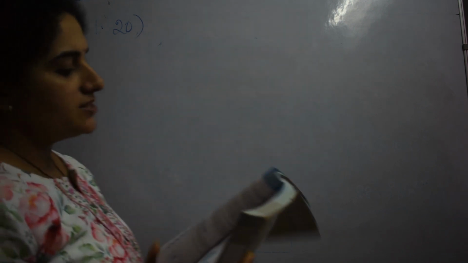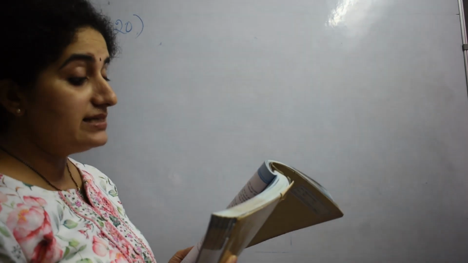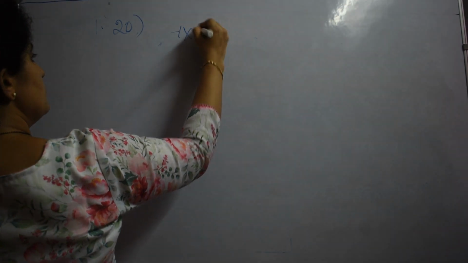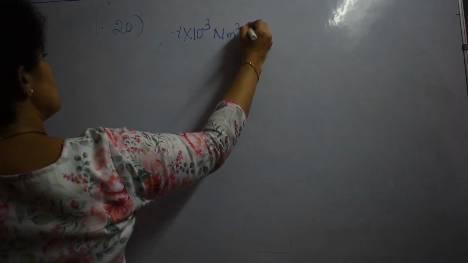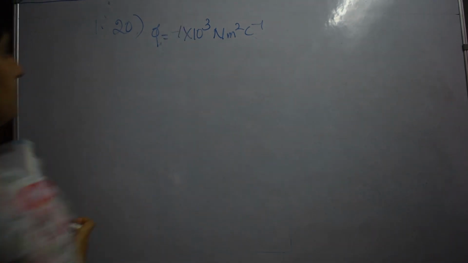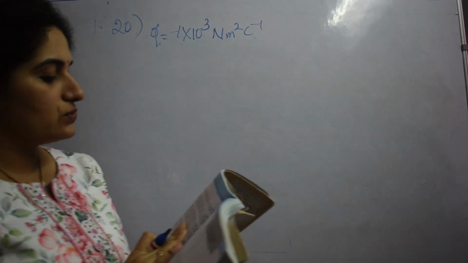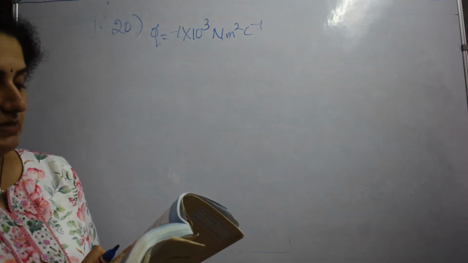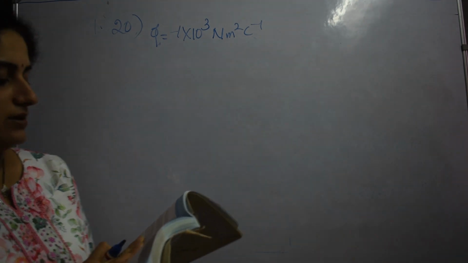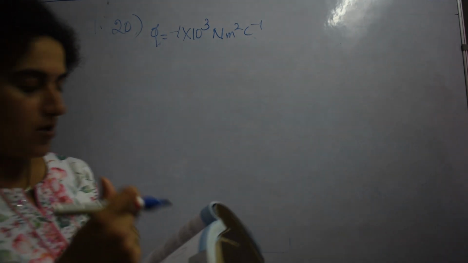1.20. A point charge causes an electric flux of -1, see that minus is important, -1 into 10 to the power 3 Newton meter square per coulomb. This is flux. To pass through a spherical Gaussian surface of 10 centimeter radius centered on the charge. So you have to calculate 2 points here.